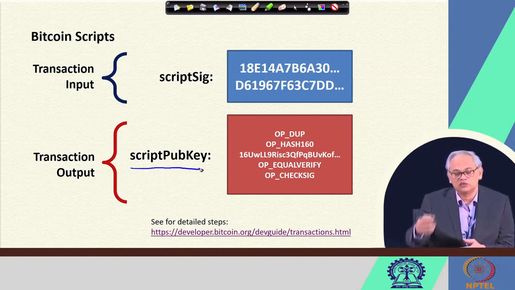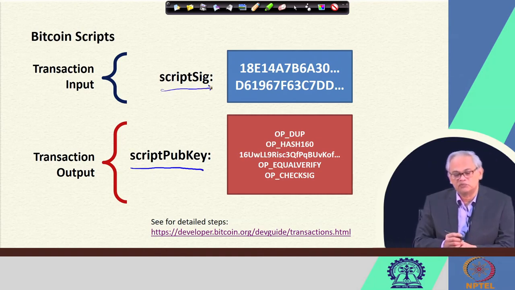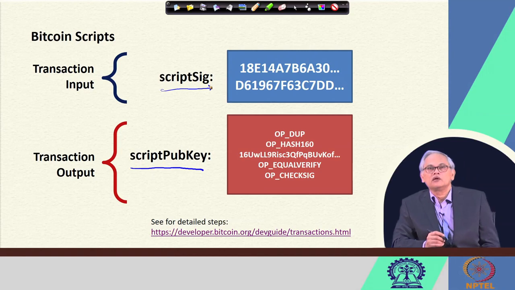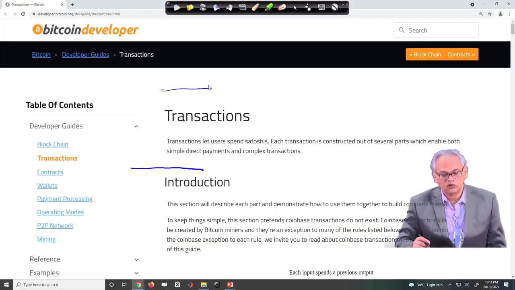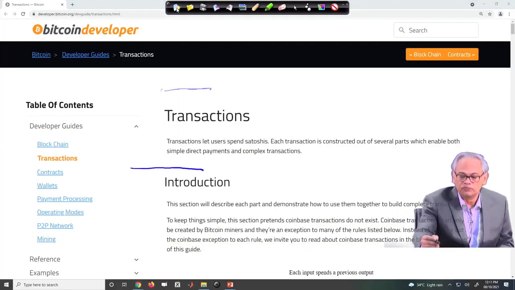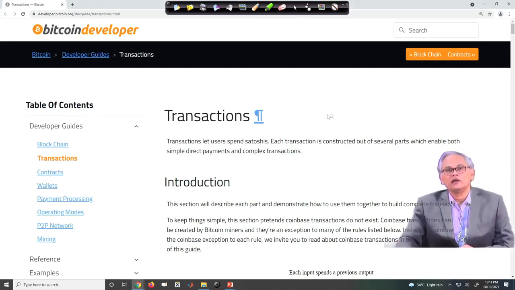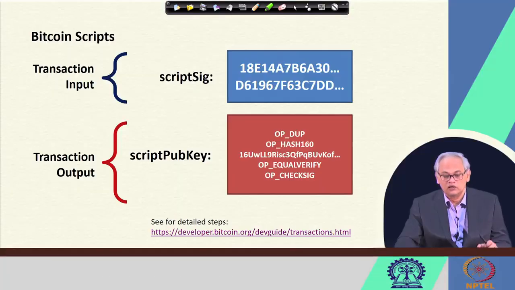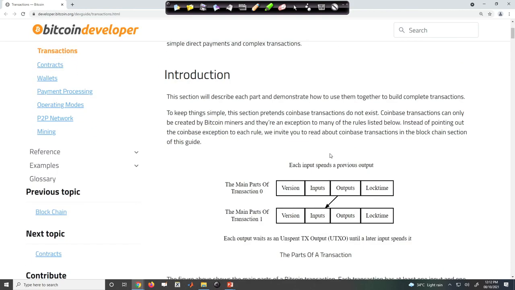And then when Alice has sent, and Bob has got those, Bob, when claiming, will be using the script sig. For more of the detailed steps, you can go to this particular site, which talks about the details of how the transactions are actually carried out. In this site, which was linked from our lecture, you will get more details about what transactions mean, and how the actual encryption is done.